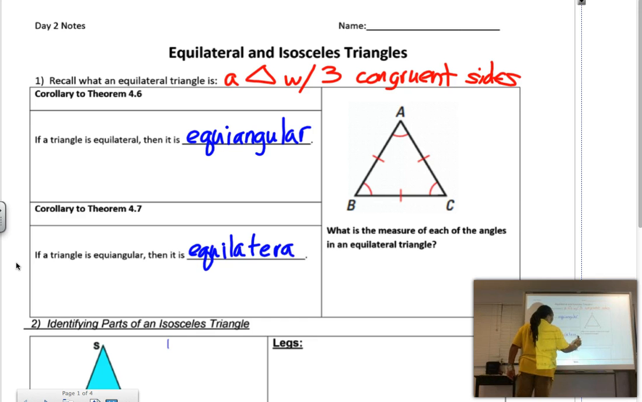So we should never have to tell you both. We should only need to tell you that if it's equiangular, then you know that the sides are going to be congruent. If it's equilateral, you know that the angles are going to be congruent. Okay.